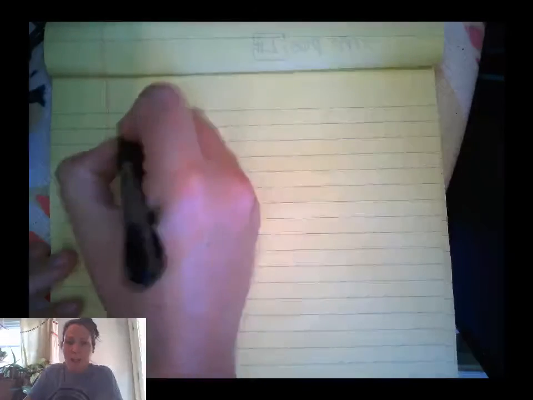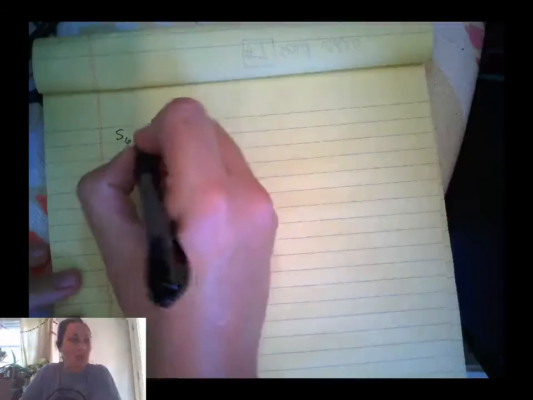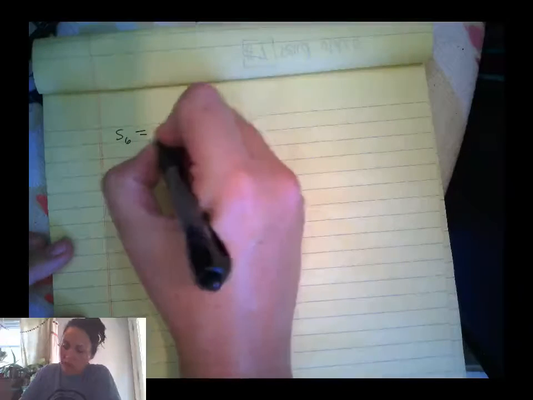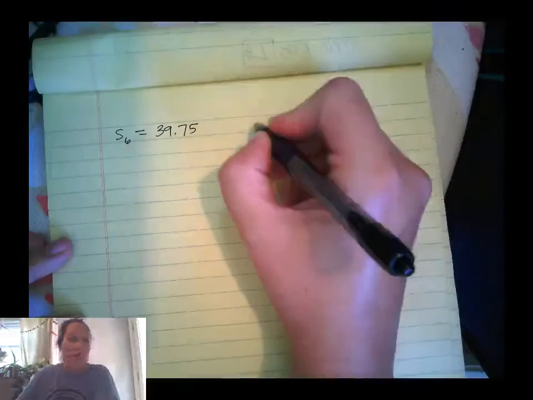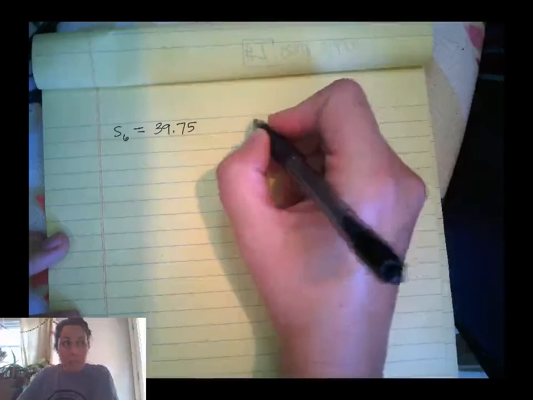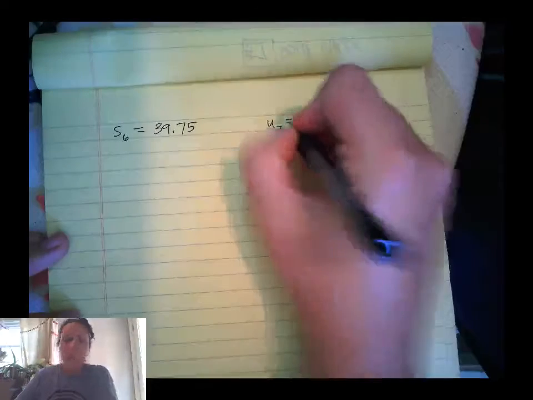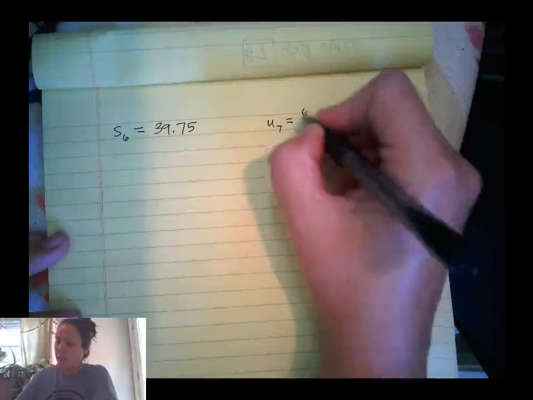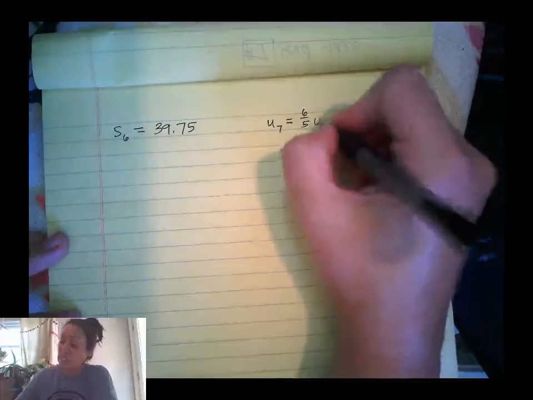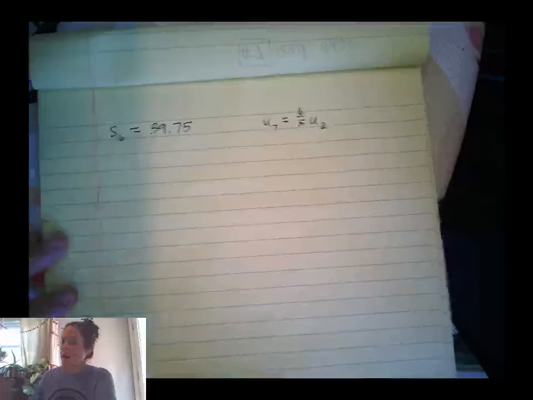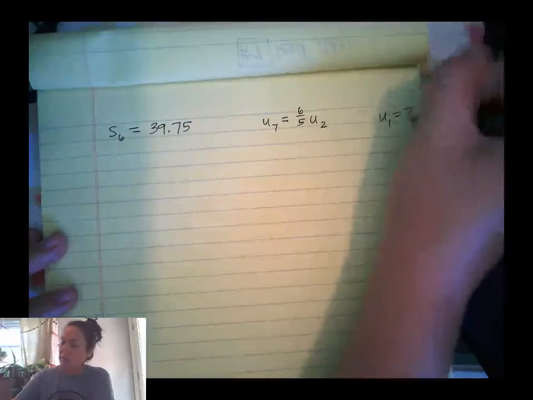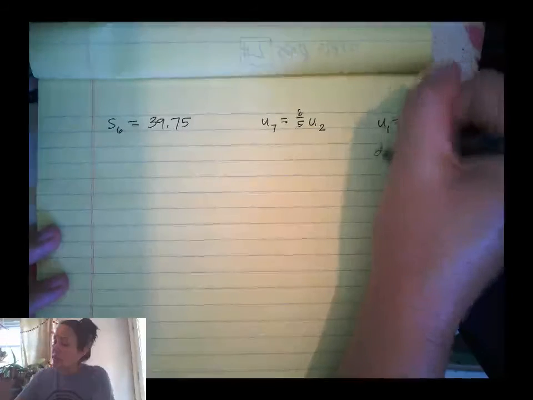So what it tells us is the sum of the first 6 terms. As I'm reading this question, I'm going to start writing down what I think is important. The sum of the first 6 terms of a sequence is 39.75. And also the 7th term is 6/5 times the 2nd term. And our job is to find the first term, and the common difference.